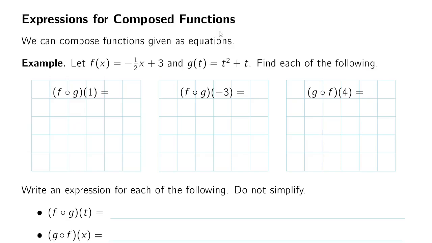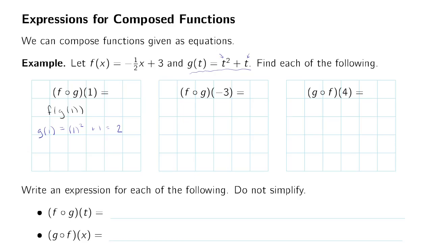When we have functions that are given as equations, we compose those in the same way that we do for functions given in any other form. So if I want to take f composed with g of 1, that's f of g of 1. So I'll take g of 1, and in this example, g is the function which takes its input and squares it, and then adds it to its input. So g of 1 will be 1 squared plus 1. So that's 1 plus 1 is 2.